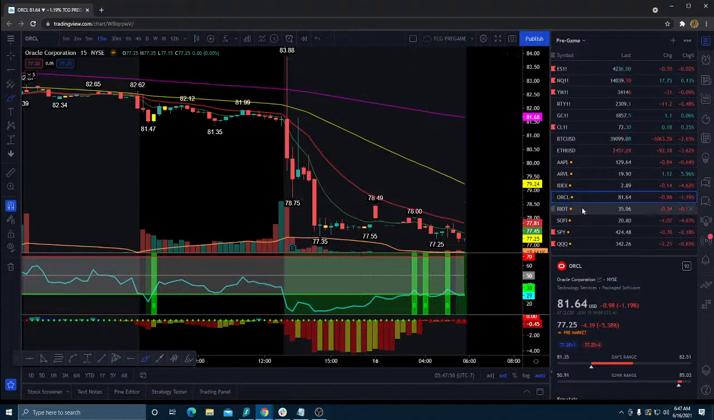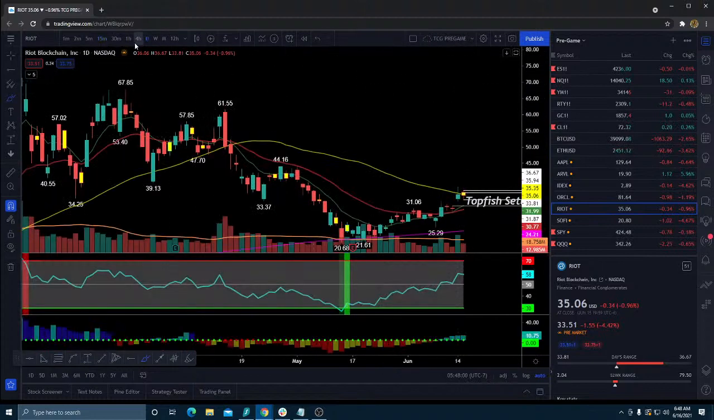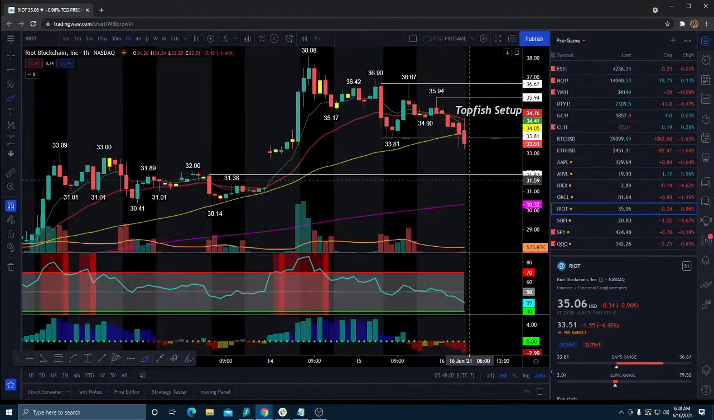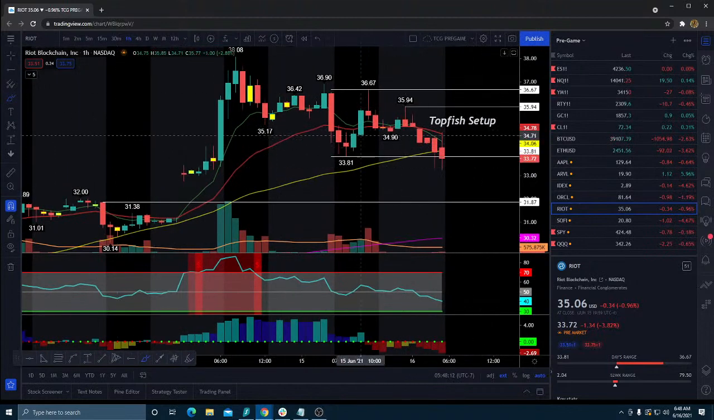Stay back on these names. Make it prove it to you. Riot. Crypto is so bearish right now. So I like a top fish setup, 35.94, 36.67. So any little bounce up that we get could be an opportunity to short.